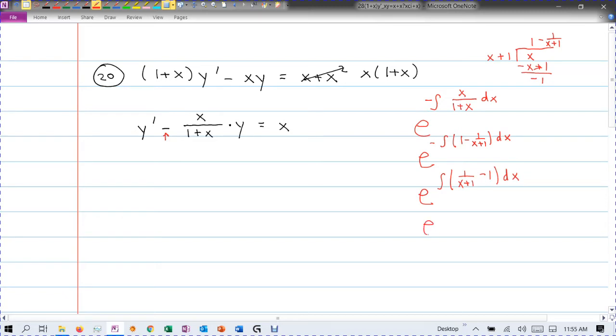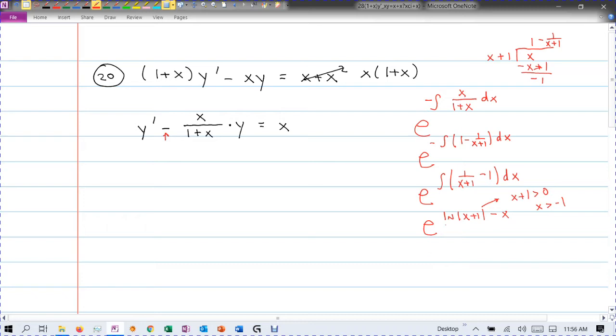So e to the natural log of the absolute value of x plus 1 minus x. And this will only be valid if x plus 1 is greater than 0, which means x has to be greater than negative 1.